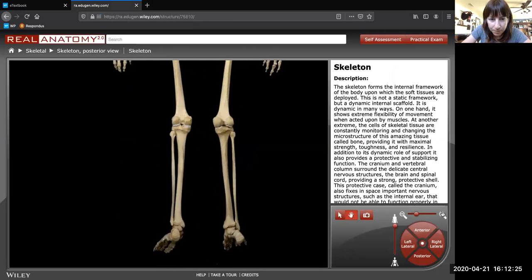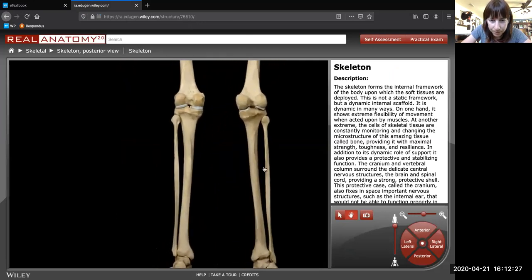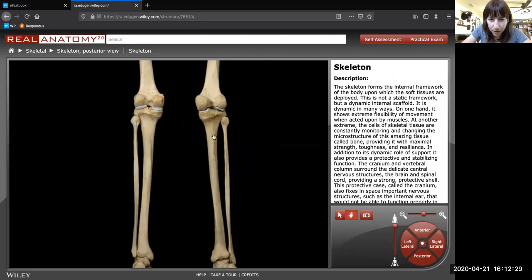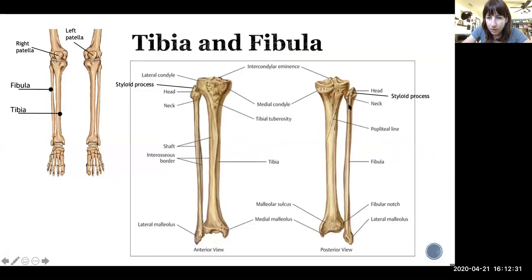But it's here. Right there. So that's fine. I probably will have you guys omit that as well, because it's hard to see on a real skeleton. So the popliteal line, don't worry about that. Popliteal is in back of the knee, right? So this is the back of your knee. This is the posterior side of your tibia. So the popliteal line is like at the back of your knee, of your tibia.